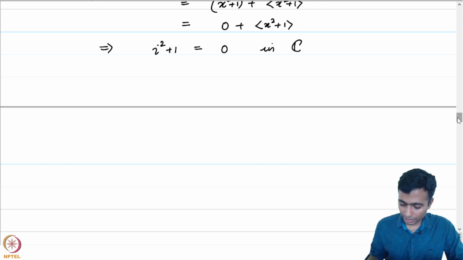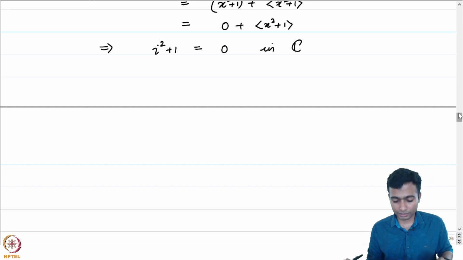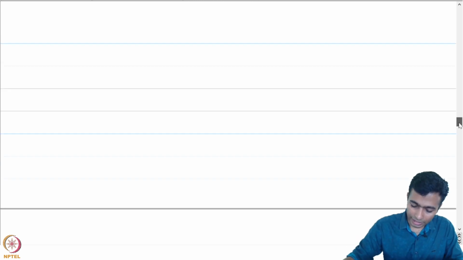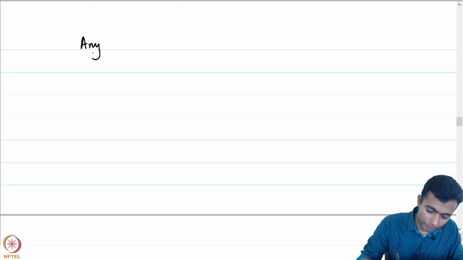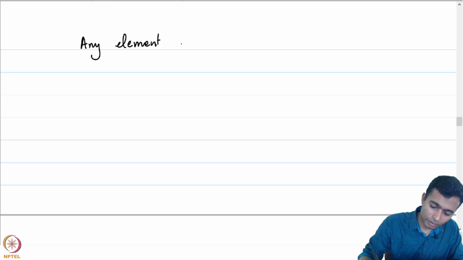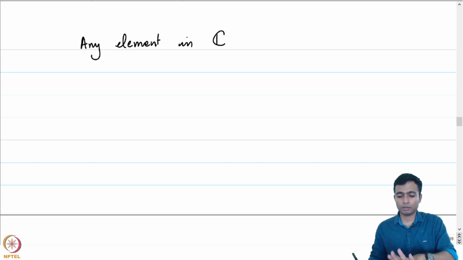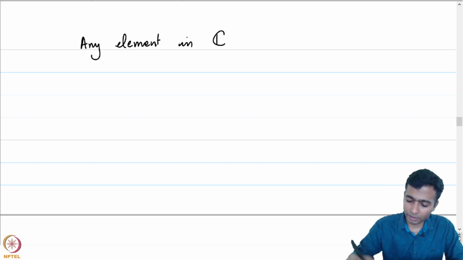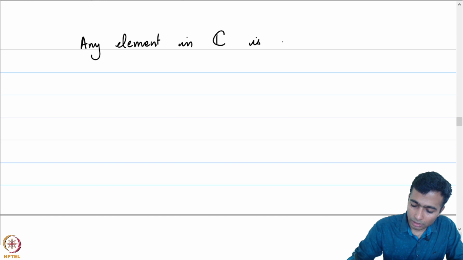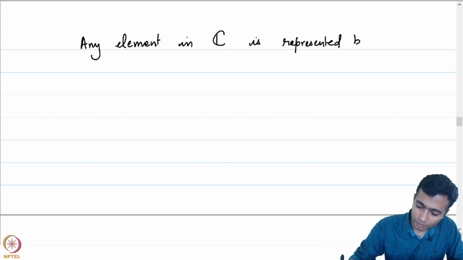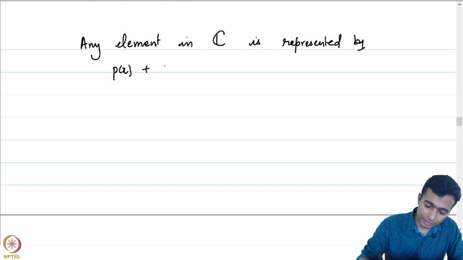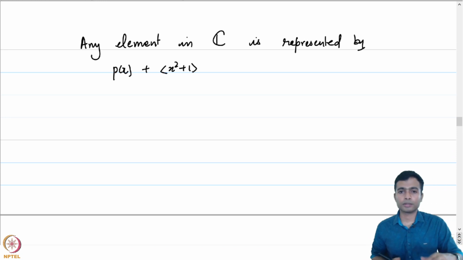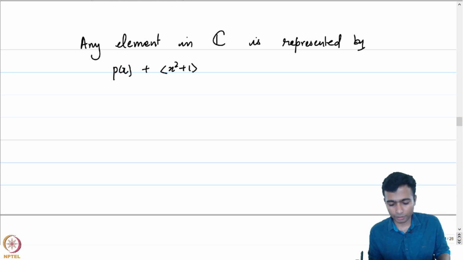In fact, we can also say something more about the characterization, namely that this is actually generated by R and I. How can we say that? Look at any element in C. Remember that C is R[x] mod x square plus 1. This is represented by P(x) plus the ideal generated by x square plus 1, some coset, for some particular polynomial P(x).